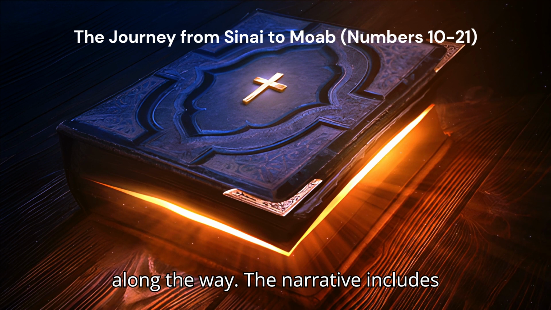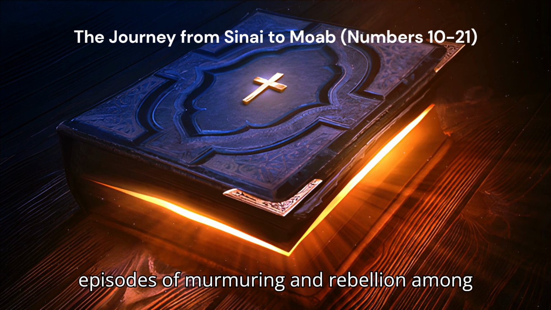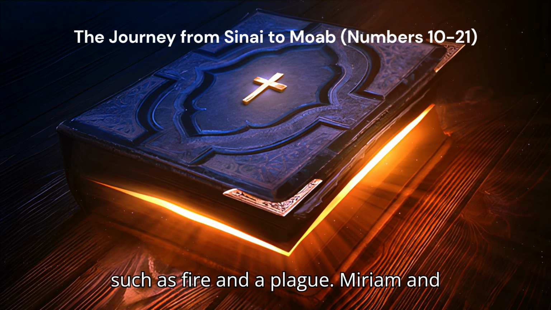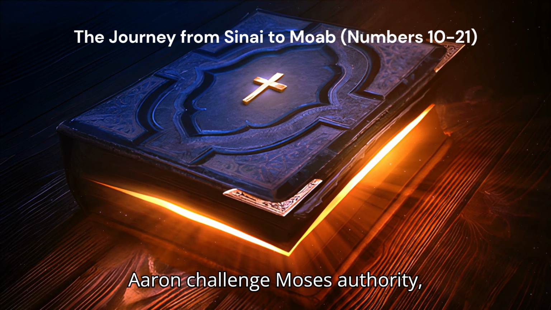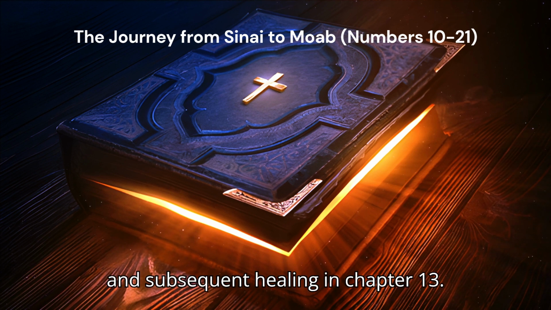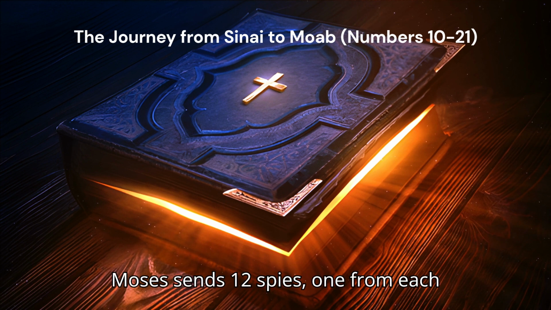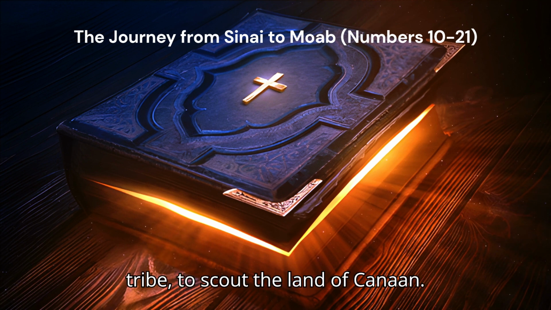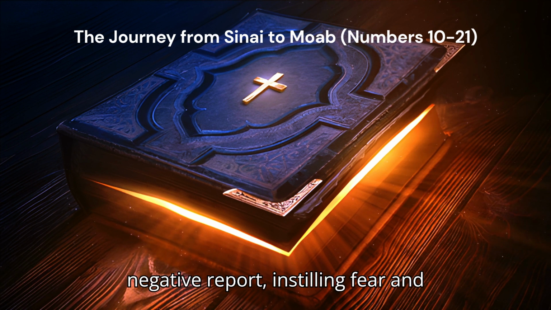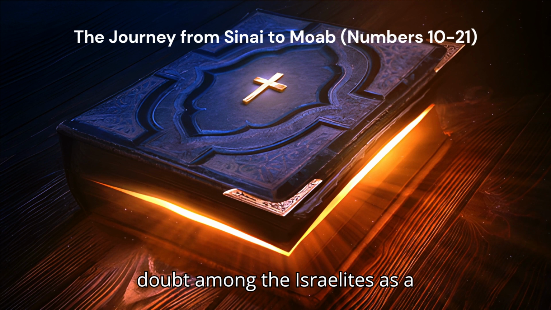The narrative includes episodes of murmuring and rebellion among the people, leading to divine punishment such as fire and a plague. Miriam and Aaron challenge Moses' authority, resulting in Miriam's temporary leprosy and subsequent healing. In chapter 13, Moses sends 12 spies, one from each tribe, to scout the land of Canaan. However, 10 of the spies bring back a negative report, instilling fear and doubt among the Israelites.